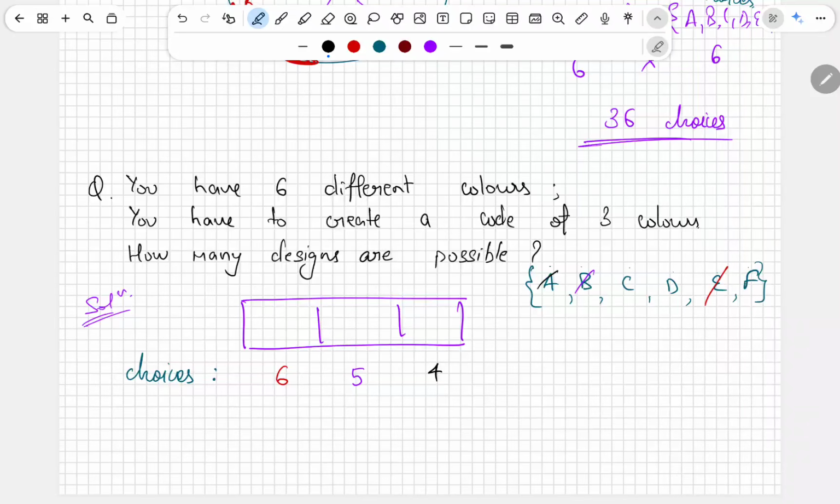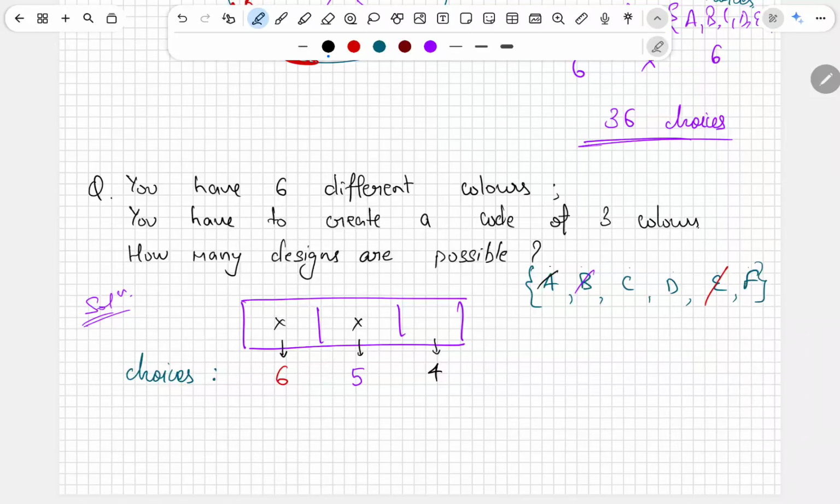After counting the number of choices for each place, for the first place I had 6 choices. Then I consumed one color, so I was left with 5 choices for the second place. Then I consumed 2 colors, so I was left with only 4 choices for the third place. So now after putting the first color, I had to put the second color. I didn't have a choice.